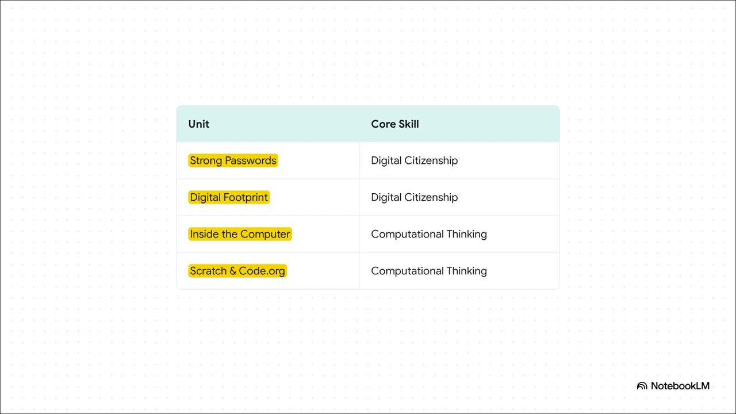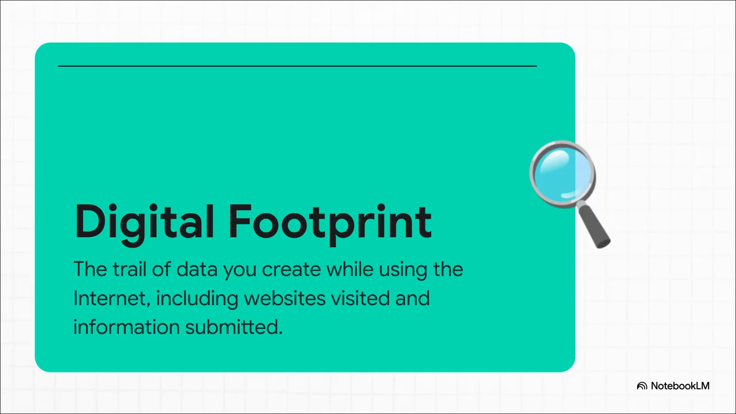Looking at the 6th grade curriculum, you can see it's really built on a couple of big ideas. You've got digital citizenship, which is all about being a smart, safe online citizen. So things like strong passwords and understanding your digital footprint. And then you have computational thinking. That's where they start to dip their toes into the logic of how computers work using fun tools like Scratch and code.org.